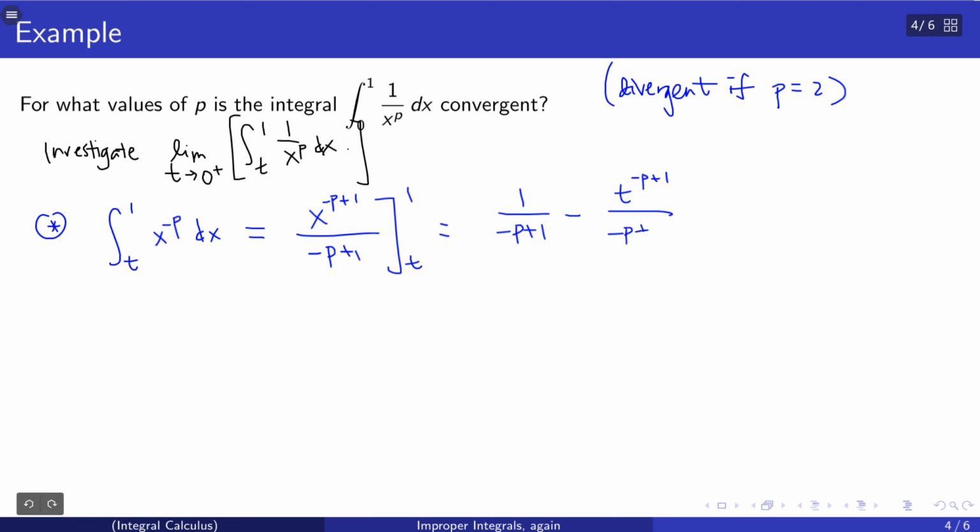And you get this. Oh, but wait, it's not just the power rule. We have to be careful here, because this integral actually evaluates to something else if p is equal to 1. If p is equal to 1, that's 1 over x, which means this is the logarithm. And this actually gives us ln of 1, which is 0, minus ln of t.